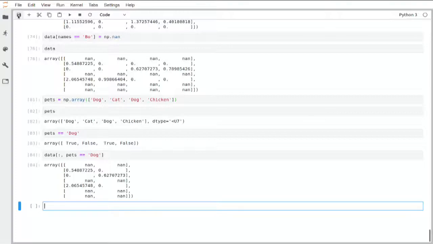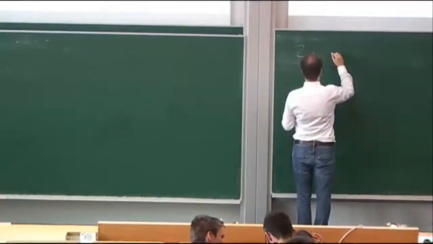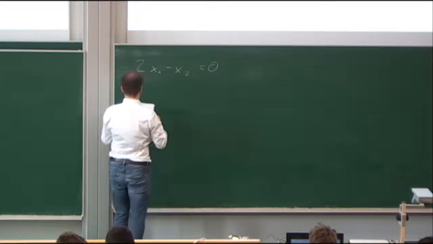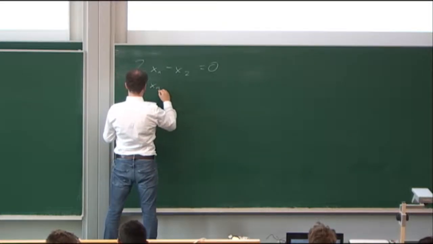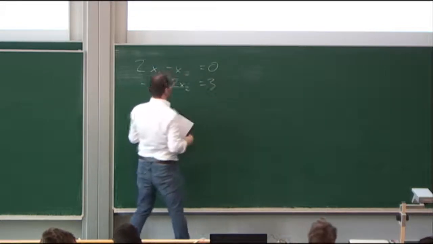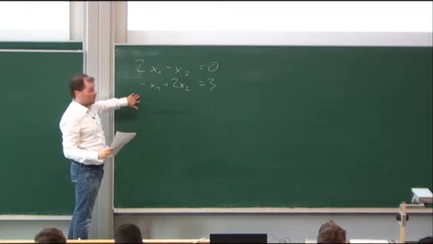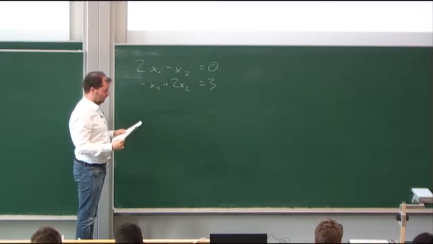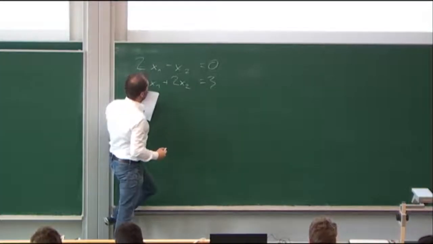Okay, one of the most important application areas of matrices are systems of linear equations. Say we have 2 linear equations. We have 2x1 minus x2 is 0, and we have minus x1 plus 2x2 is 3. And these two equations are coupled, so I want to find x1 and x2 so that both equations are fulfilled at the same time. Then I can easily put that into a matrix.